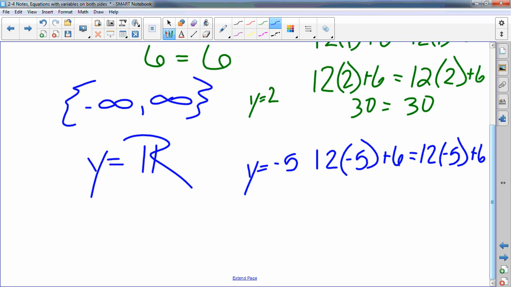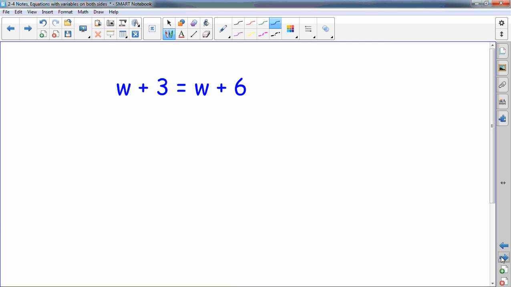Or, in the book, I think they call this an identity solution. Have you heard that? 6 equals 6? Well, that's just an identity solution. So when you do your homework, the problem says, determine whether each equation is an identity or whether it has no solution. Well, let me ask you this. Let's try one more. So that would be an identity solution, right?